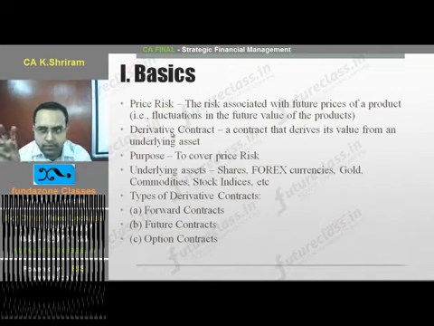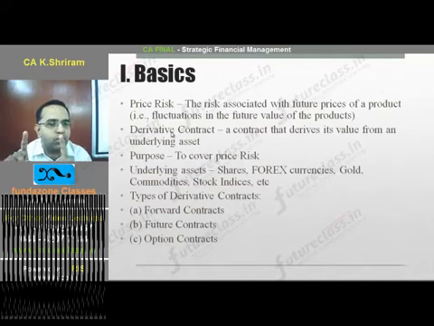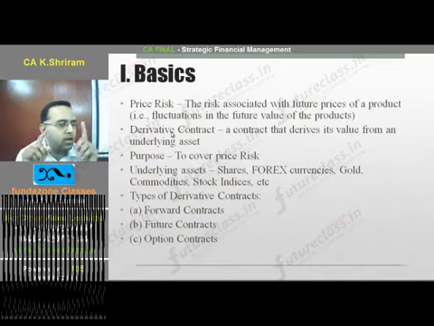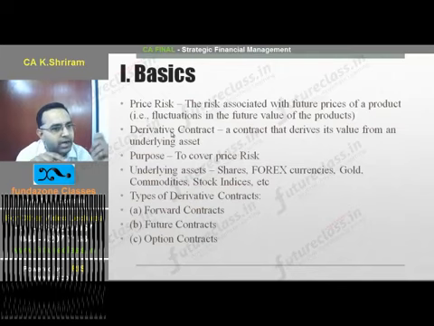What is the difference between forwards, futures, and options? In forwards and futures, there are two parties to the contract, and both parties have obligations. In options, there are two parties to the contract; one party has an option, and the other party has an obligation. That's what we said. What is the difference between forward and future? A forward is a private contract between two parties. A future is a standardized contract which is traded in the stock market.